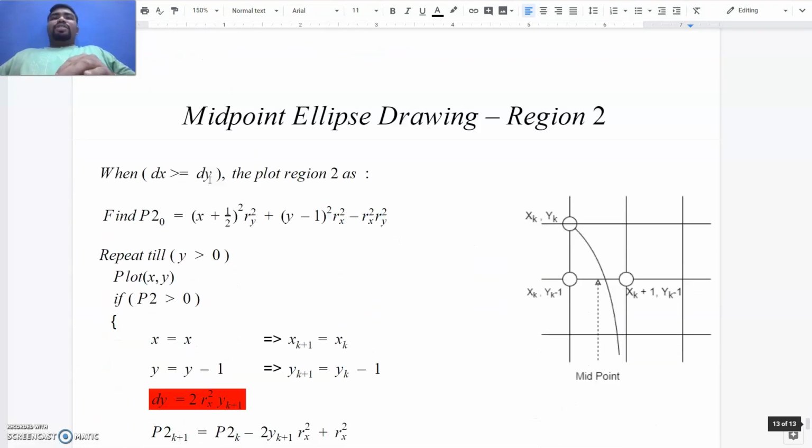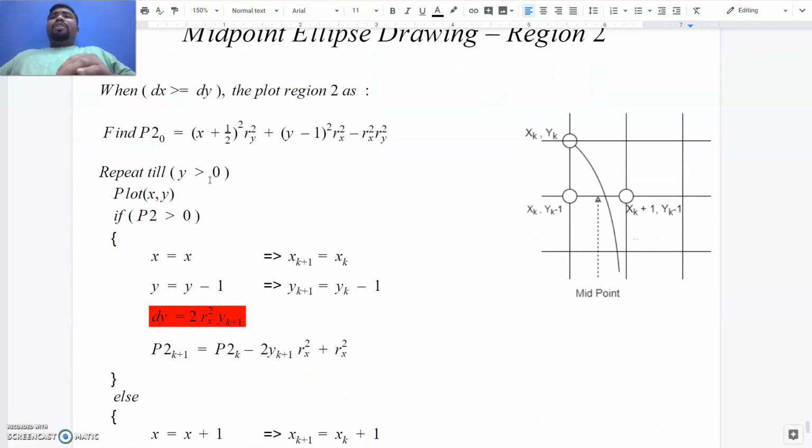So let's get started with region 2. In region 2, we clearly see that now dx is not going to be less than dy. It's going to be greater than or equal to dy.